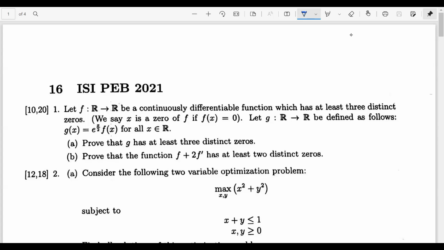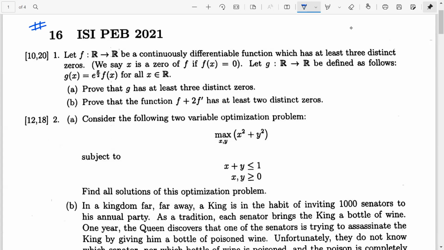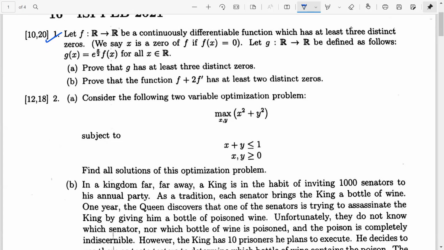Okay, I hope I'm audible to all students who are attending this lecture for the ISI MSQE entrance. We continue with our discussion of the ISI PEB paper for the 2021 entrance. If all students can recall, in the previous lecture we had done our discussion for question 1. Now, in this particular lecture, I intend to discuss the second question for the PEB entrance for the year 2021.